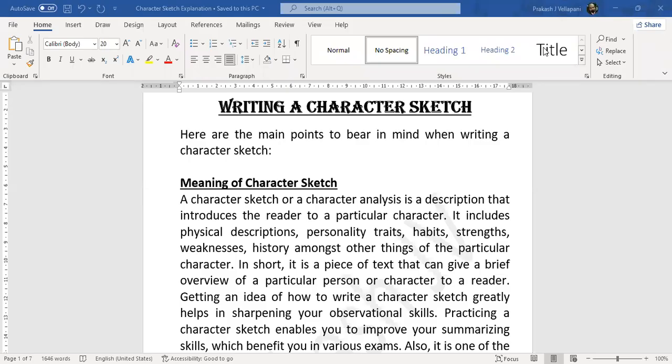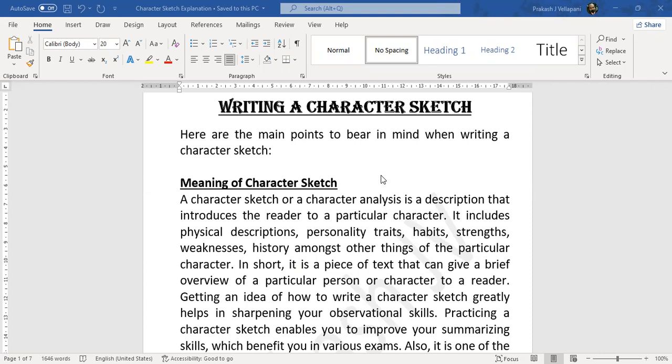Okay, students, today we are going to talk about how to write a character sketch. First and foremost, we need to know what a character sketch is. A character sketch or a character analysis is basically a description that introduces the reader to a particular character.